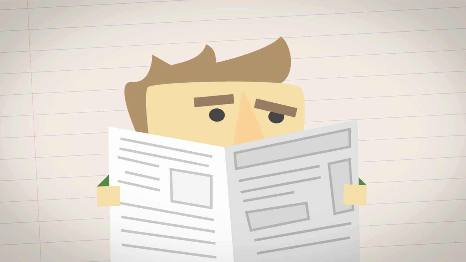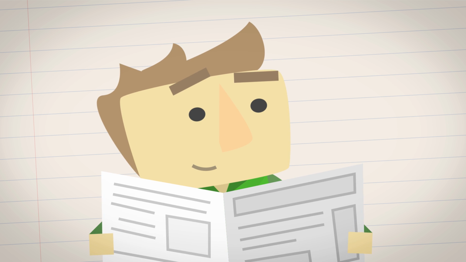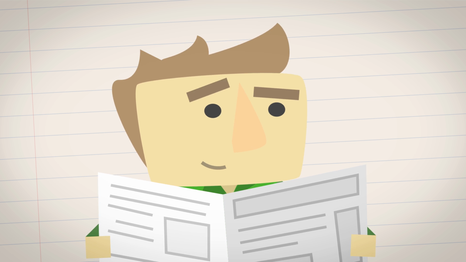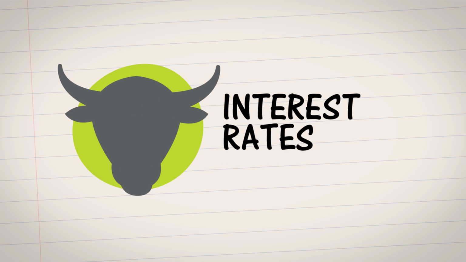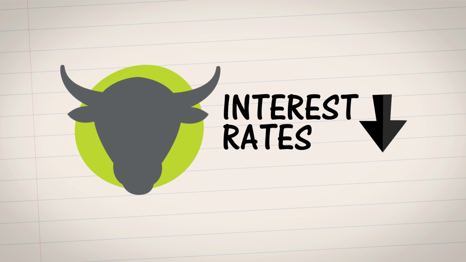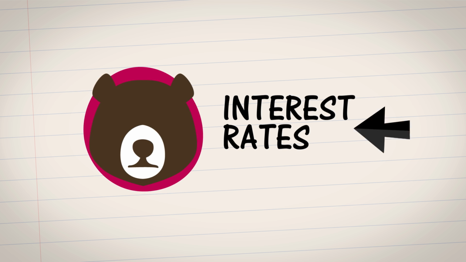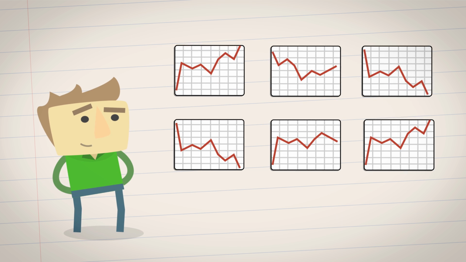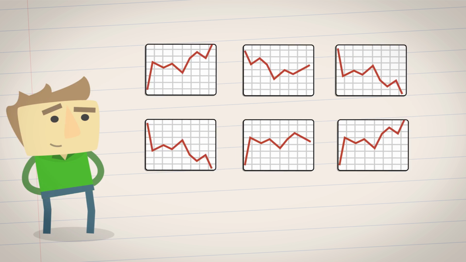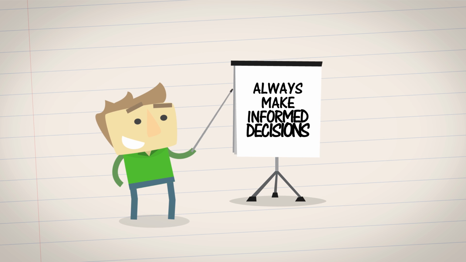In general, the key is to look out for the kind of news that's relevant to the current market climate. For example, when the stock market has been bullish for many years and interest rates are really low, astute investors will keep their eyes peeled for any indication about interest rate increases, as these will have a major impact on the market. So remember, do your research and always make informed investment decisions.